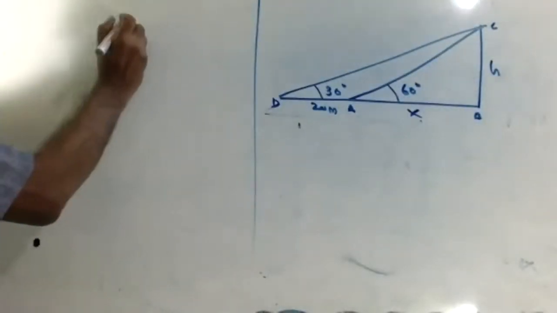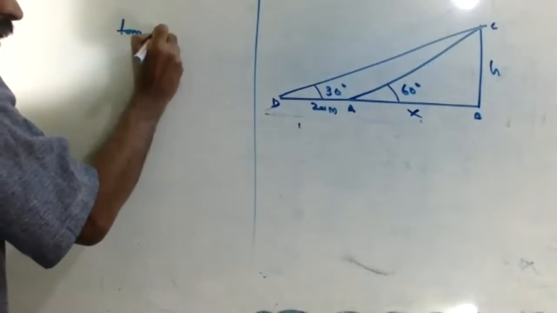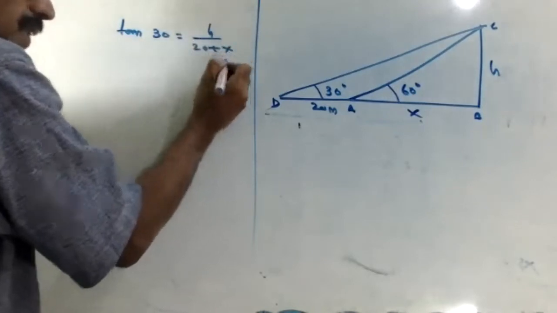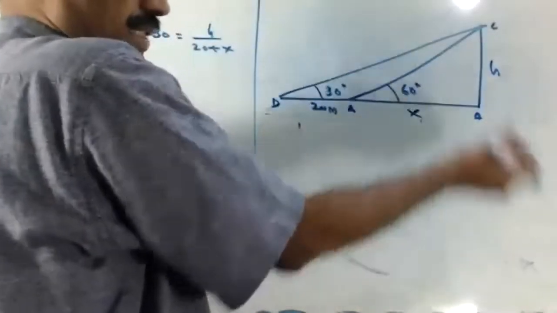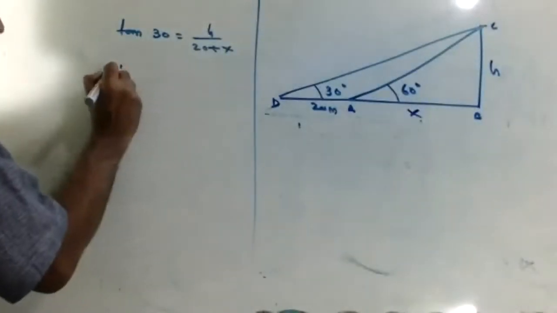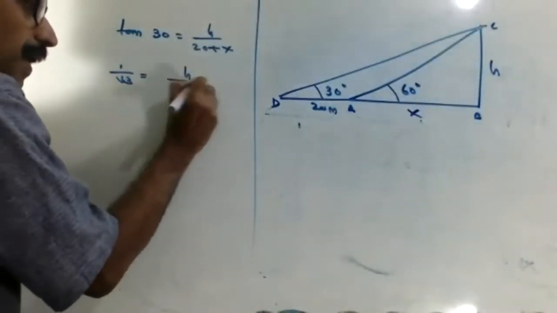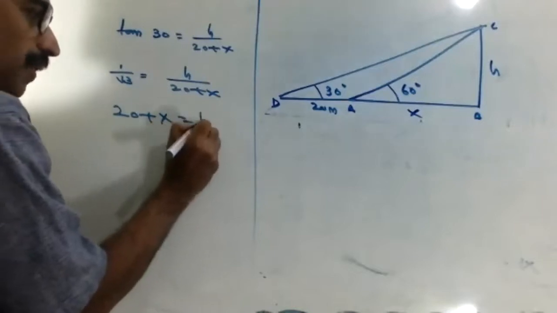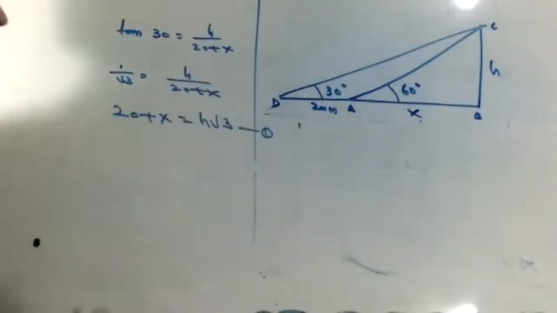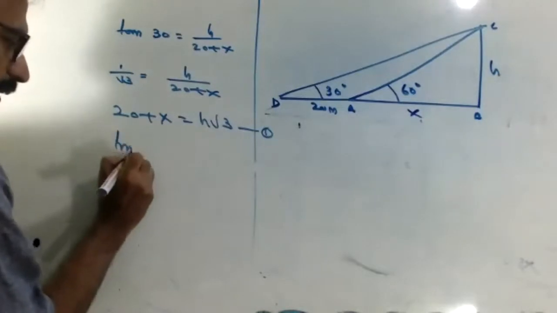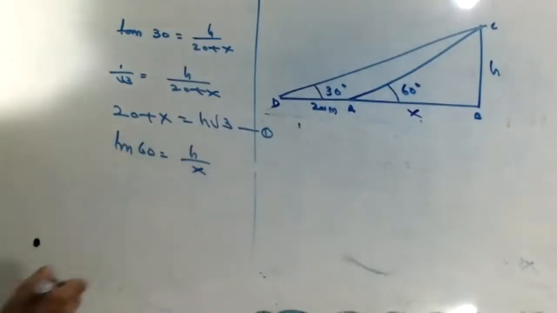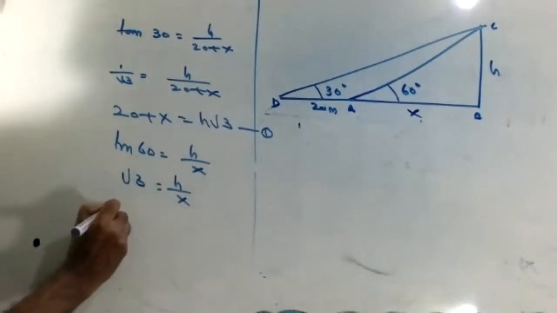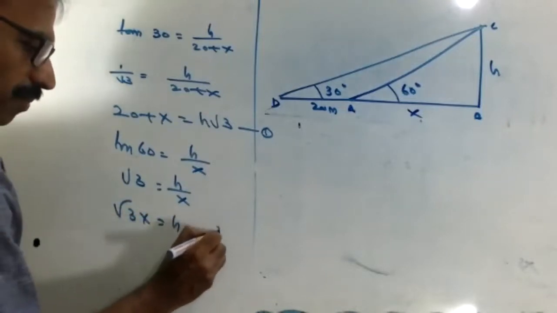First, you can see tan 30 equal to h divided by 20 plus x. Let the width be x and the height of the tree be h. So 1 by root 3 equal to h by 20 plus x. Then 20 plus x equal to h root 3. We call it number 1. Then tan 60, in the next triangle, equal to h by x. Root 3 equal to h divided by x. So root 3 x equal to h, number 2.